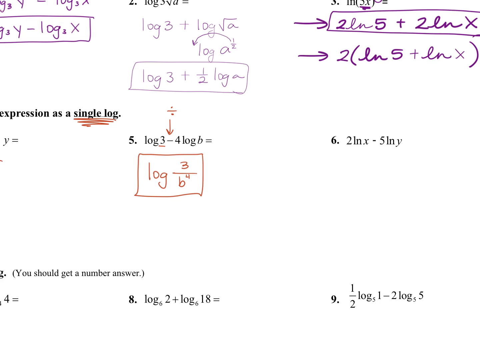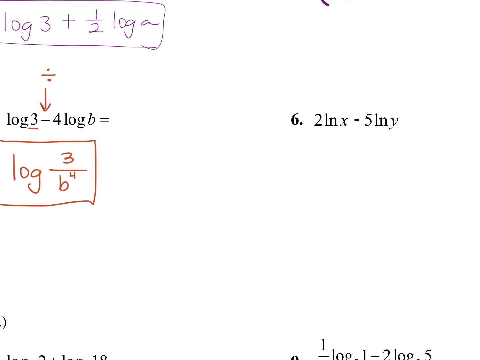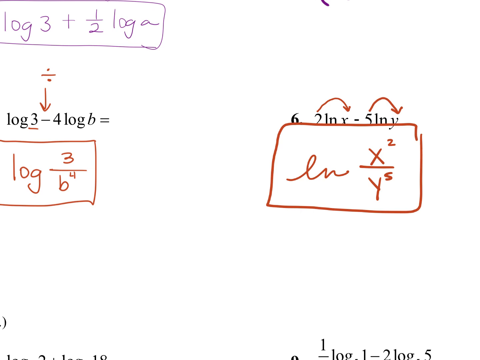Okay, here's your natural log, but same process. What do you do? Okay, but single log, so the natural log, it's division. On top, you have an x squared. On bottom, a y to the 5th. And that is your answer. Again, don't put the log on both of them, right? It's 1 log. You're trying to get it down to a single log. Questions on those?